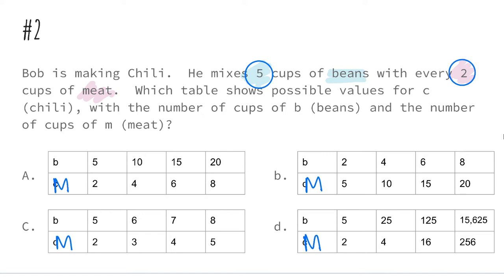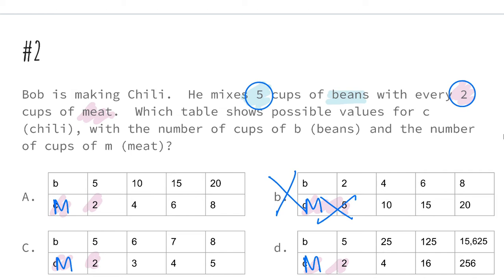So if I look, so far we've got M is 2, M is 2, M is 2. Over here it says M is 5. That's a no-go. That can't happen. So B is out, just by knowing that. And then I have to make sure each ratio stays the same. So my first ratio, again, is beans over meat, 5 over 2. I need to make sure that the rest of the ratios are the same, okay? So they need to simplify to 5 over 2.